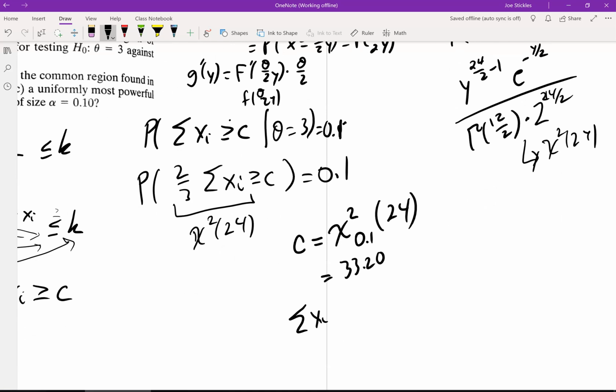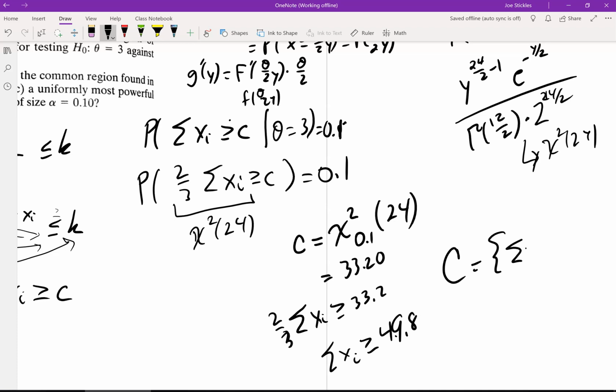So we want 2/3 of the sum of the x of i's to be greater than or equal to 33.2. So our sum of x of i's will be greater than or equal to 16.6 when we divide by 2 and multiply by 3, we would get 49.8? So our critical region then will be the sum of the x of i's is greater than or equal to 49.8. I should probably really write that in terms of an ordered tuple of things, since our critical region is talking about samples. But anyway, that was kind of messy, but that was the idea.